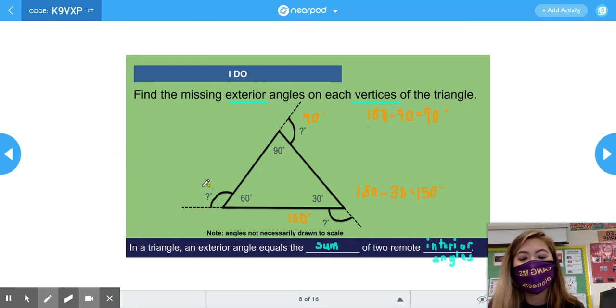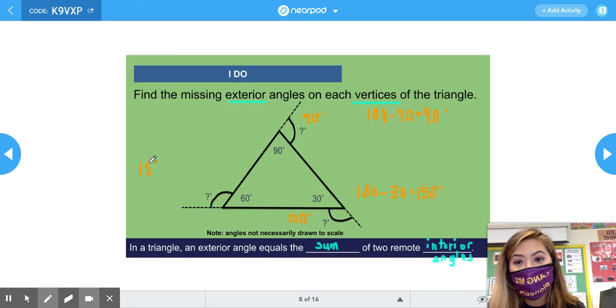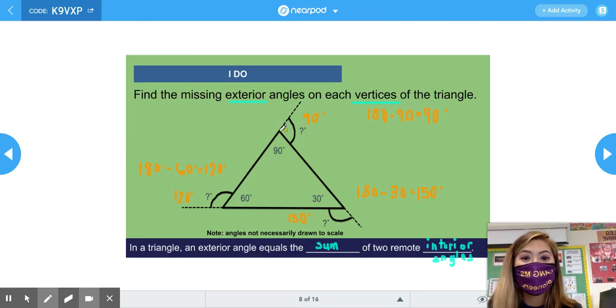And then for this last exterior angle, we're also going to subtract 180 minus the interior angle, which is 60. So 180 minus 60 is 120. So the last exterior angle is 120. So as you can see, the exterior angle and the interior angle make a straight line. So that's where we got the 180. And so to find that missing exterior angle, we just subtracted 180 minus the interior angle.